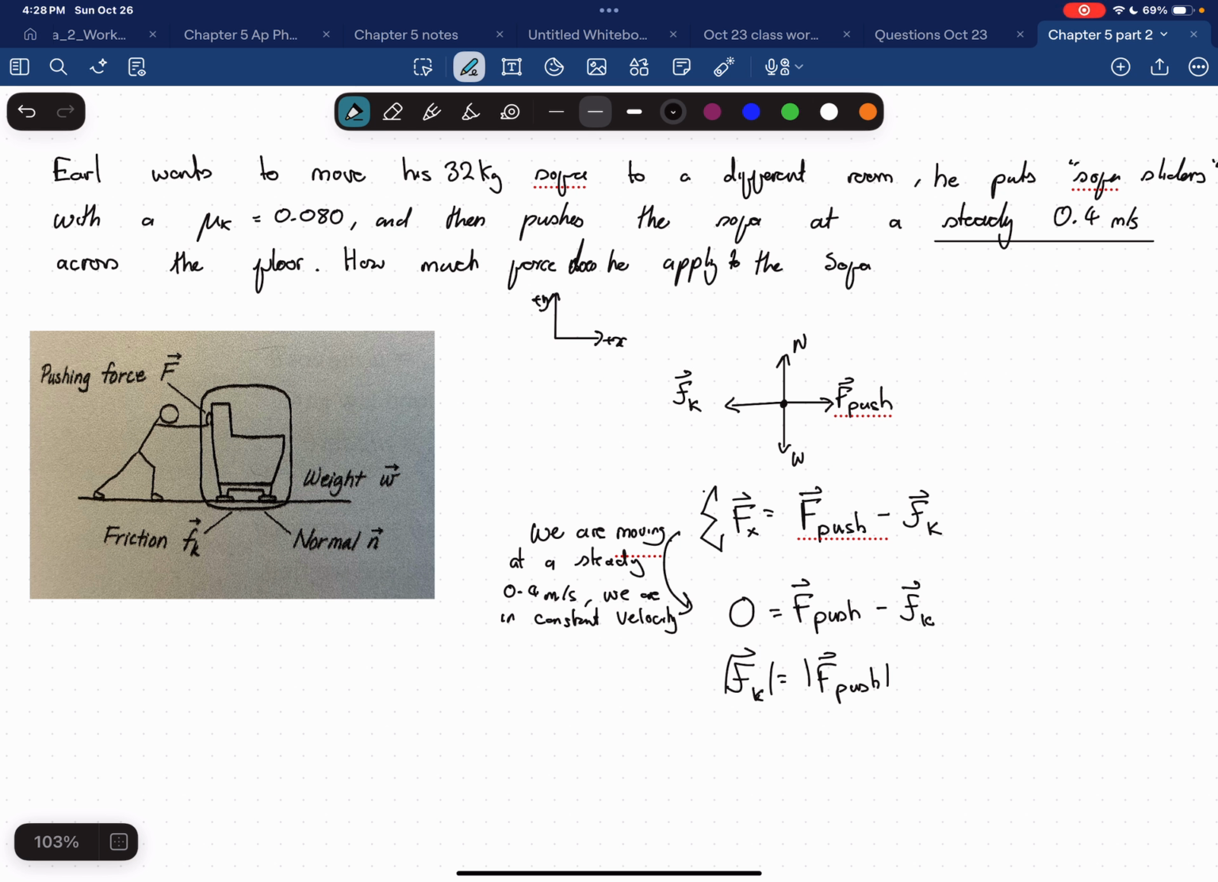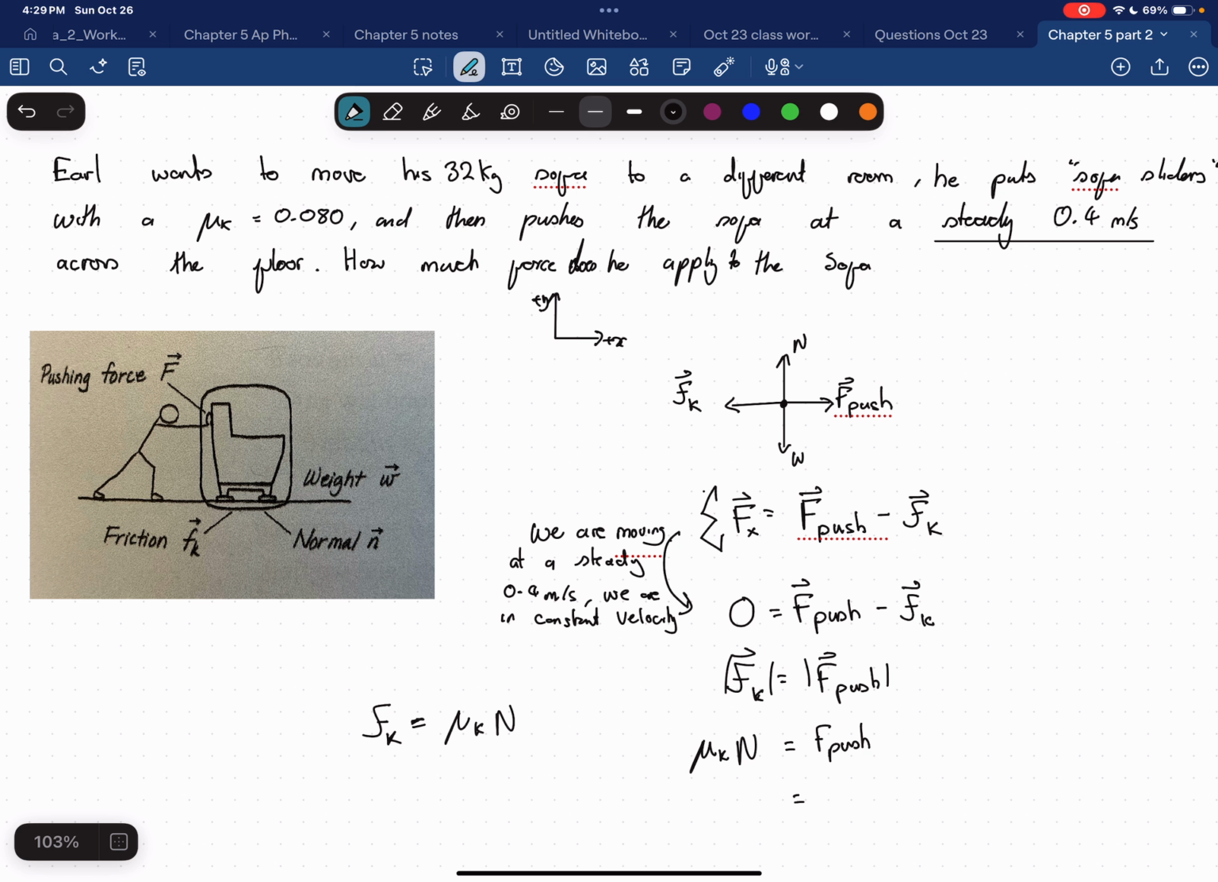This is what the dynamic equilibrium predicts. Now, what's the magnitude of the kinetic friction? We have it in vector form, but we need to know the actual size of the force. We saw that kinetic friction is equal to mu k times the normal force. So F push is equal to mu k times the normal force.